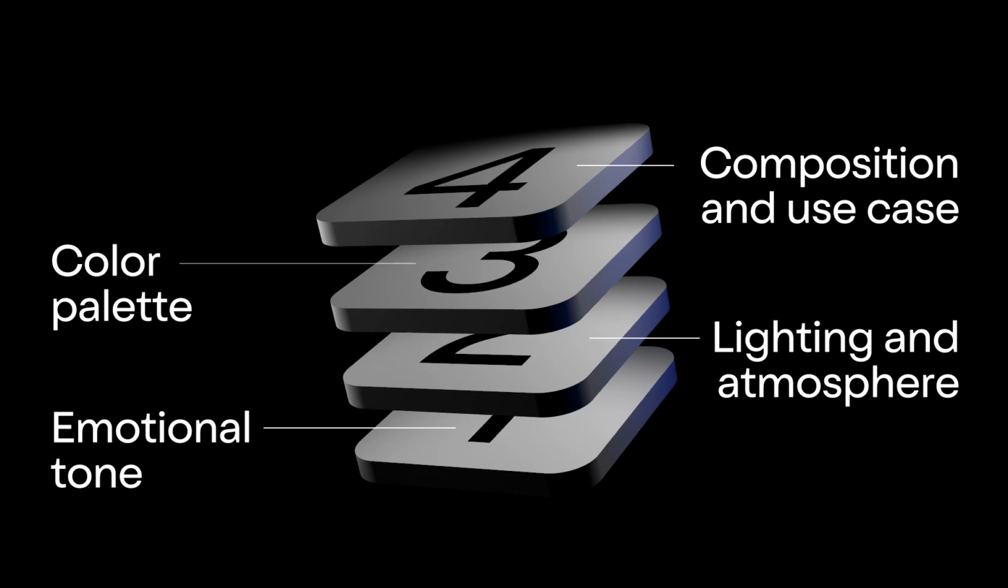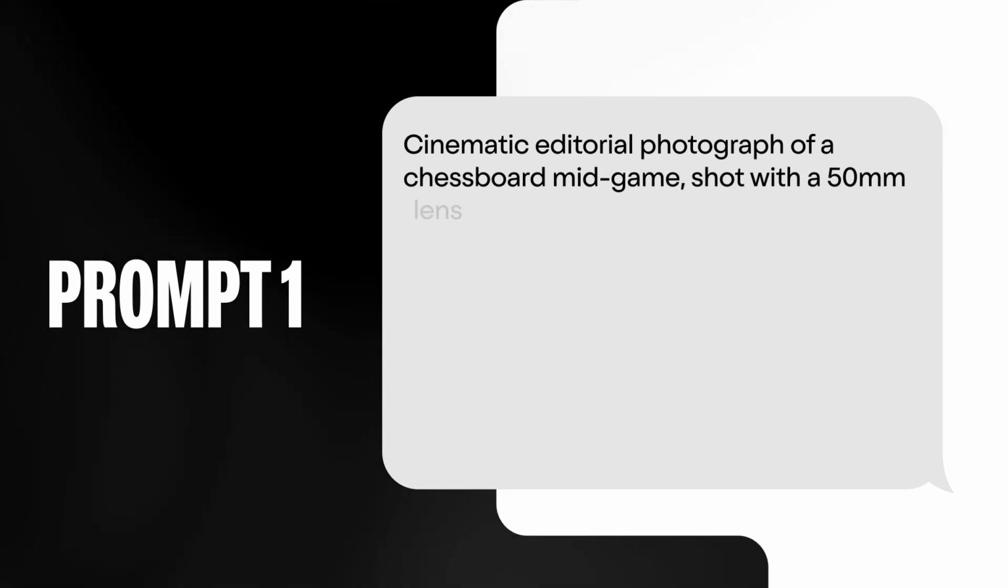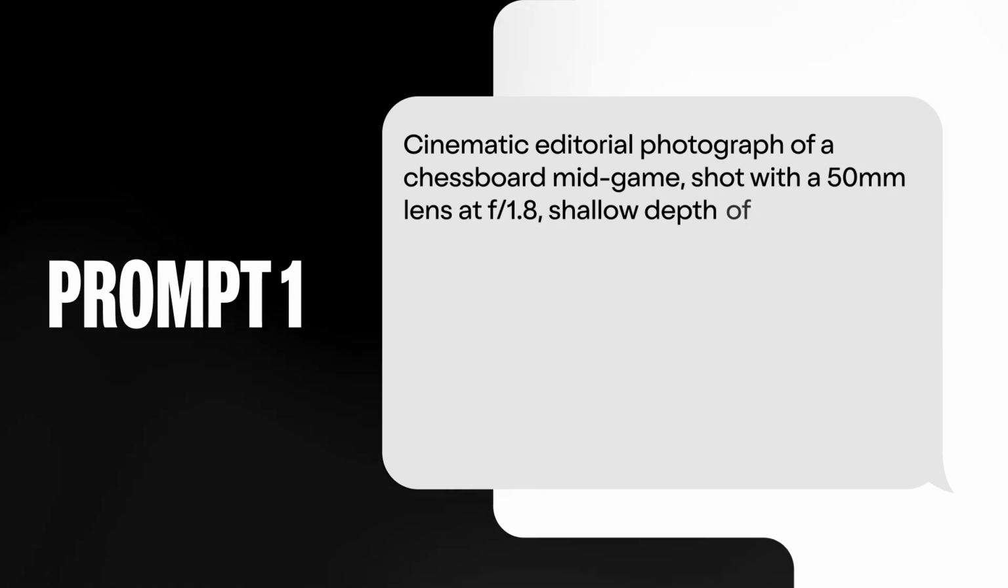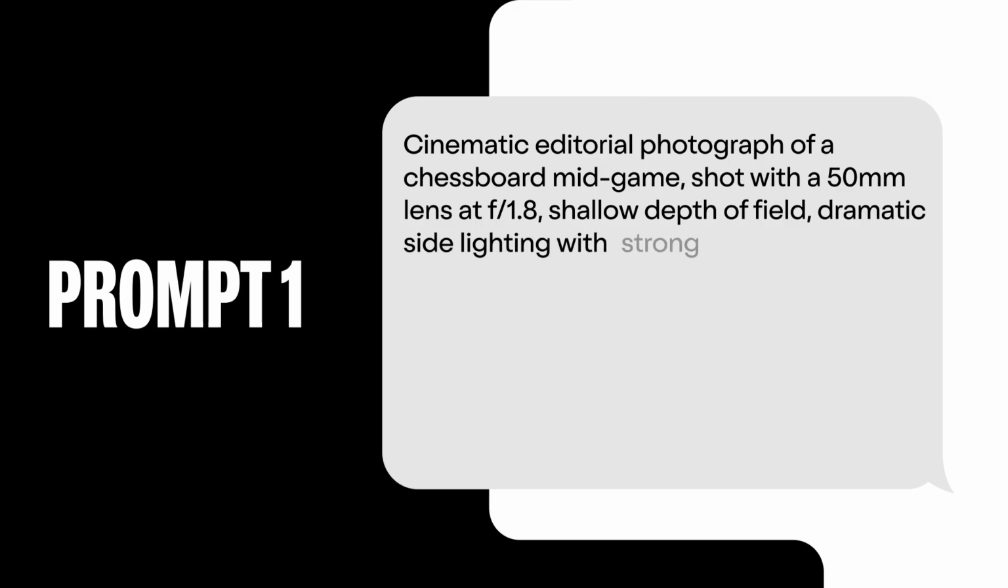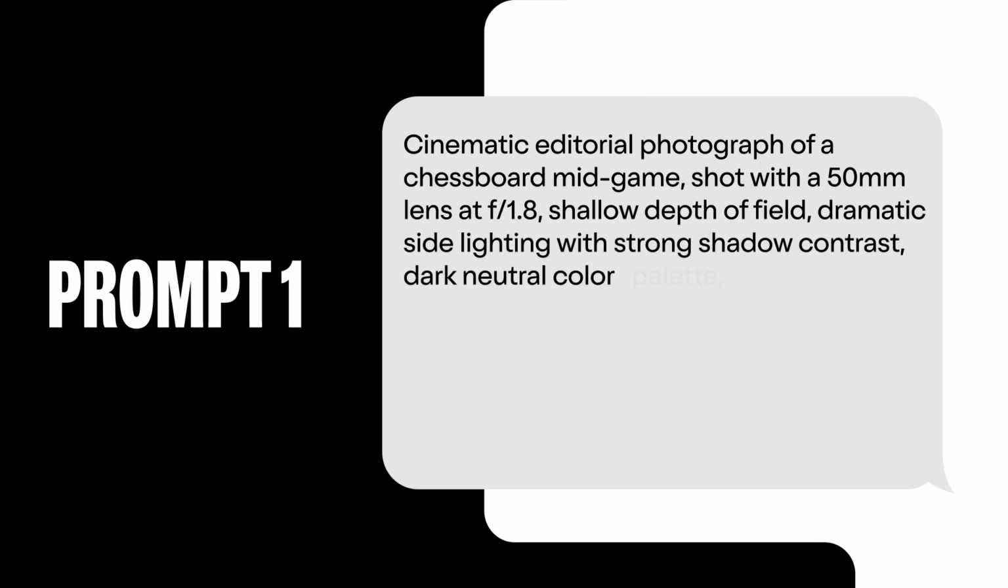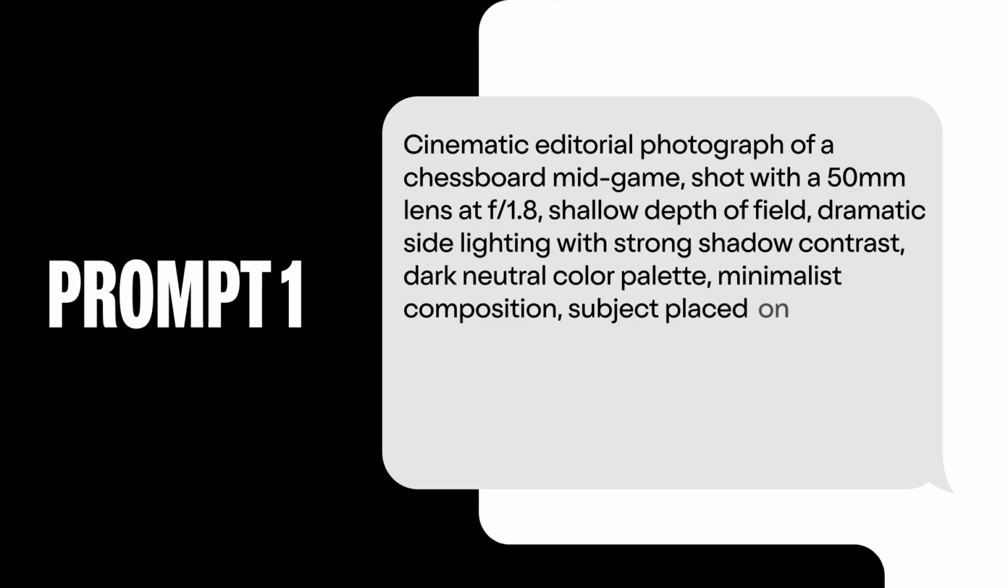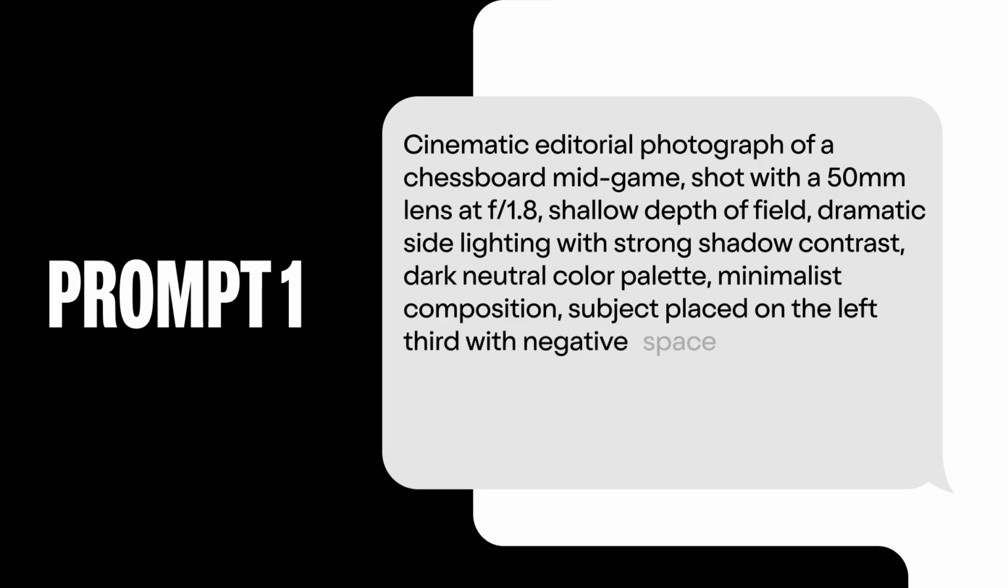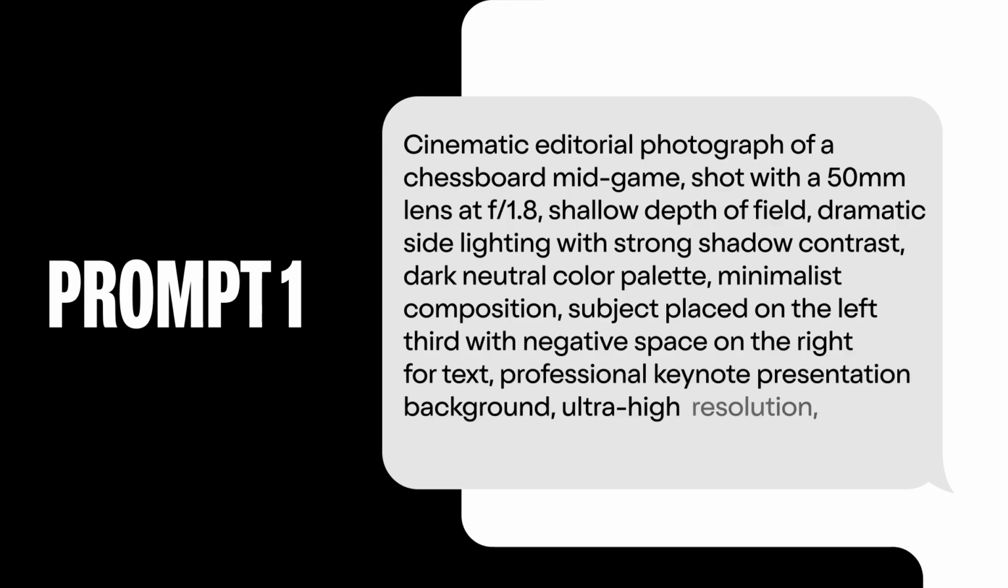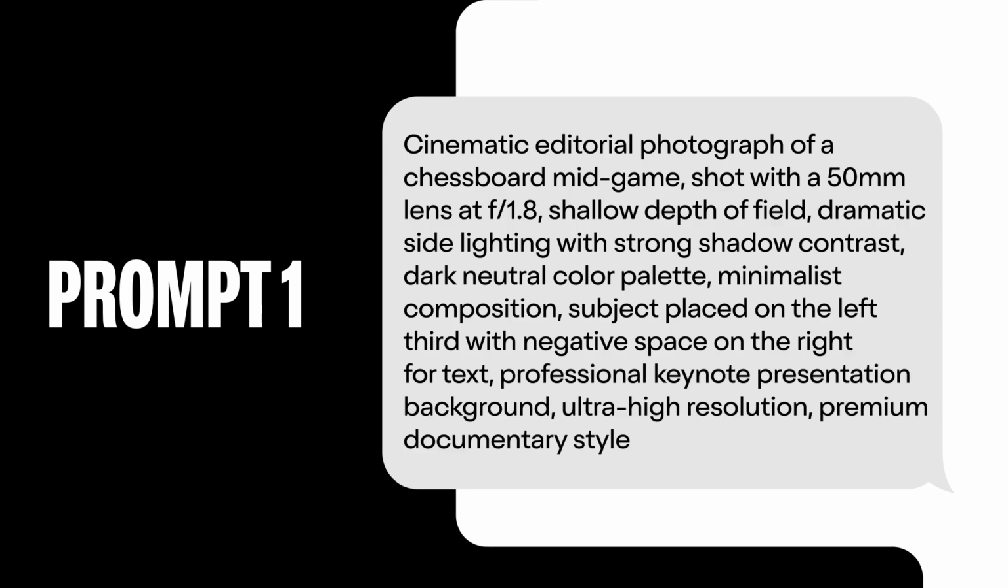Examples: prompt number 1. Cinematic editorial photograph of a chessboard mid-game shot with a 50mm lens at f/1.8 shallow depth of field, dramatic side lighting with strong shadow contrast, dark neutral color palette, minimalist composition, subject placed on the left third with negative space on the right for text, professional keynote presentation background, ultra high resolution, premium documentary style.